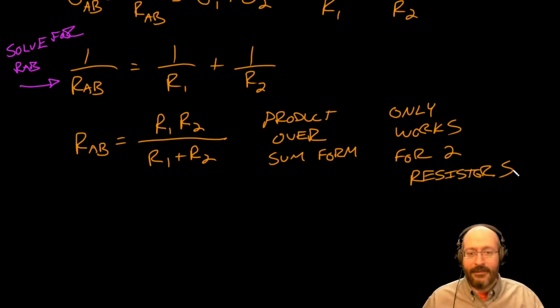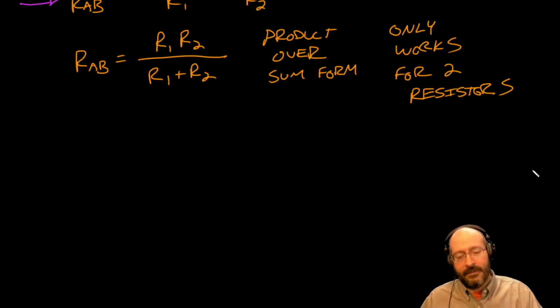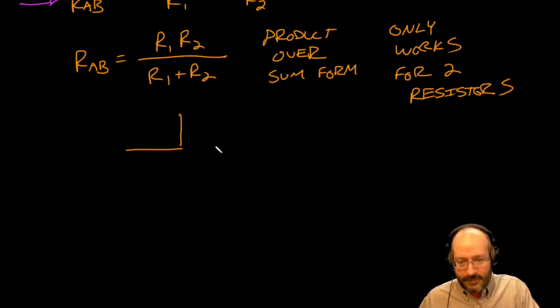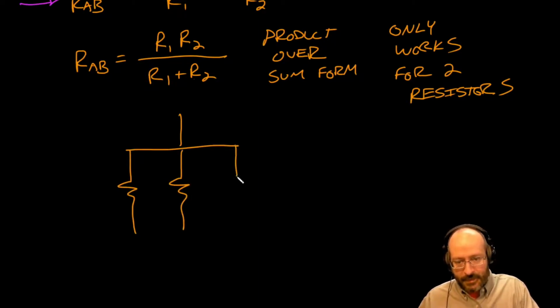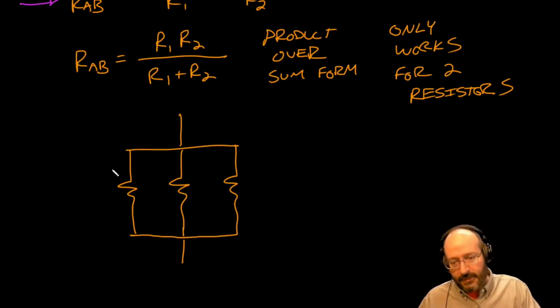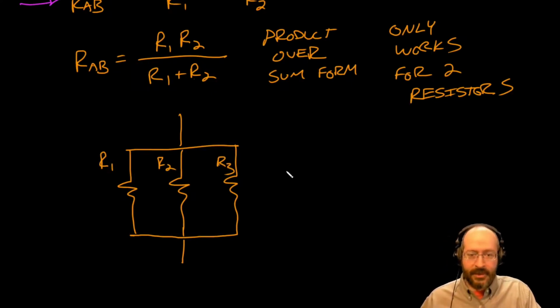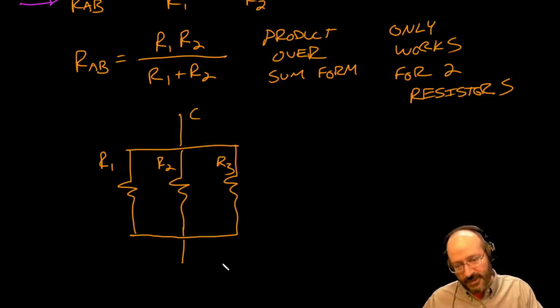Okay, if you have three things in parallel, you're going to be very tempted to take all three. So let's draw three things in parallel. Look at these three. They're all connected to the same two nodes. They're all in parallel with each other. Okay, we call this R1, R2, R3. You're going to be really tempted to go, I know, let's call this C and D.